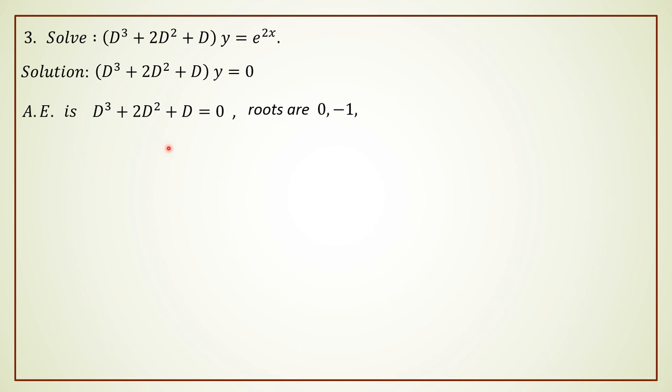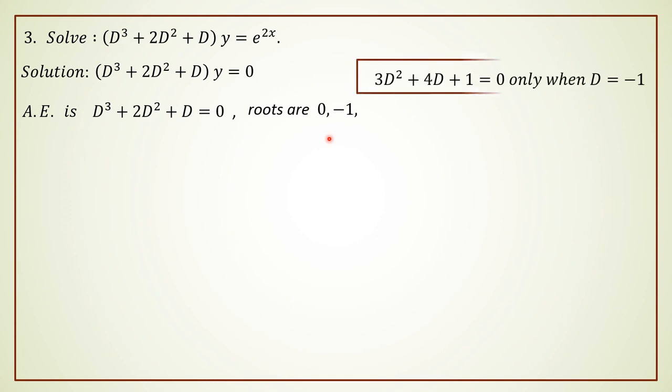Since it is a cubic equation, it should have 3 roots. That means one of the roots is repeating over here. Now to check which root is repeating, what do you have to do? You have to differentiate the auxiliary equation and substitute the corresponding values. So what is the differentiation of D cube plus 2D square plus D? It is 3D square plus 4D plus 1, and this expression will be equal to 0 only when you substitute the value of D is equal to minus 1. It suggests that minus 1 is the repeated root.